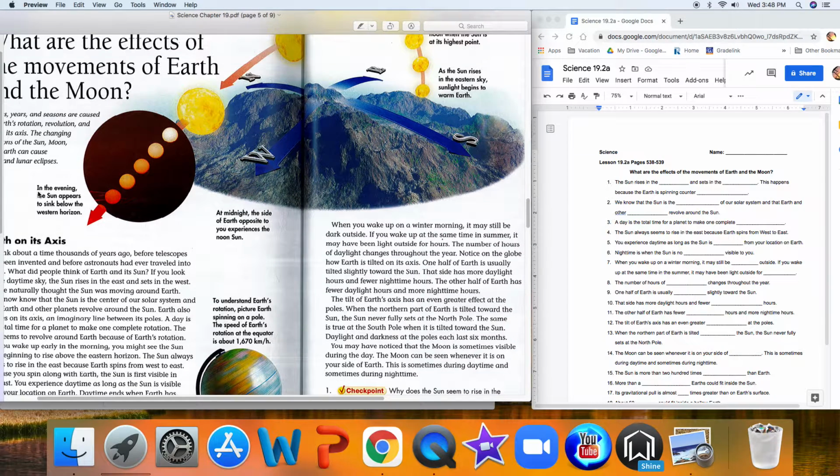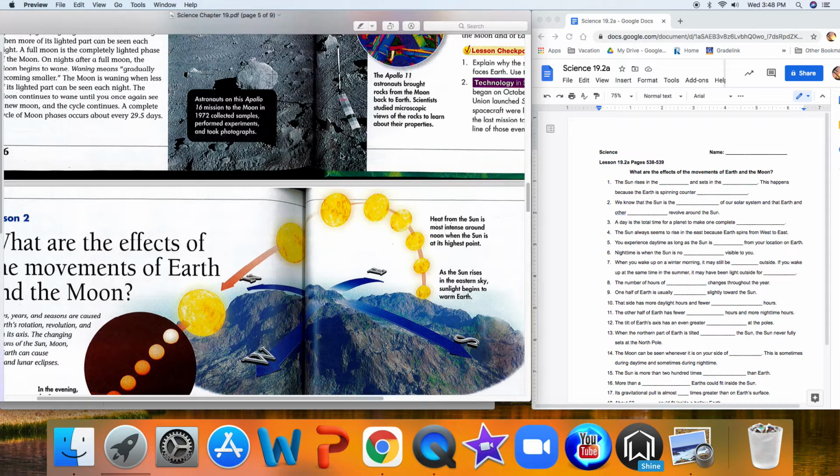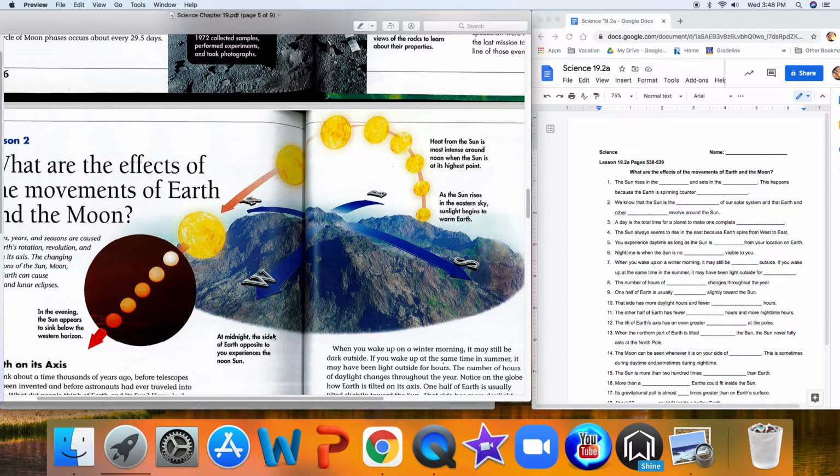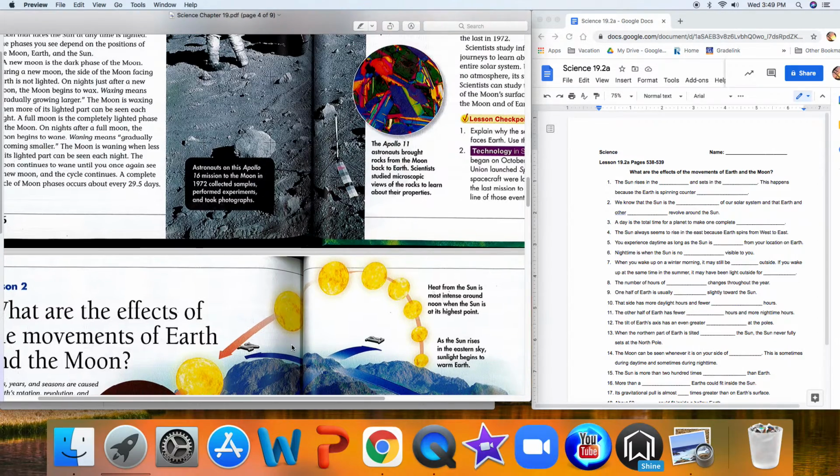Okay, so they have this. In the evening, the sun appears to sink below the western horizon. So as I'm looking at the path, the sun rises in the east. Sunlight begins to warm up my Earth. The heat from the sun is most intense as soon as you get to noon and it's straight over your head. And then it starts to set in the west, and then at midnight, the side of the Earth opposite would be experiencing noon. So the sun is always shining, guys. It's just on the opposite side of the Earth.